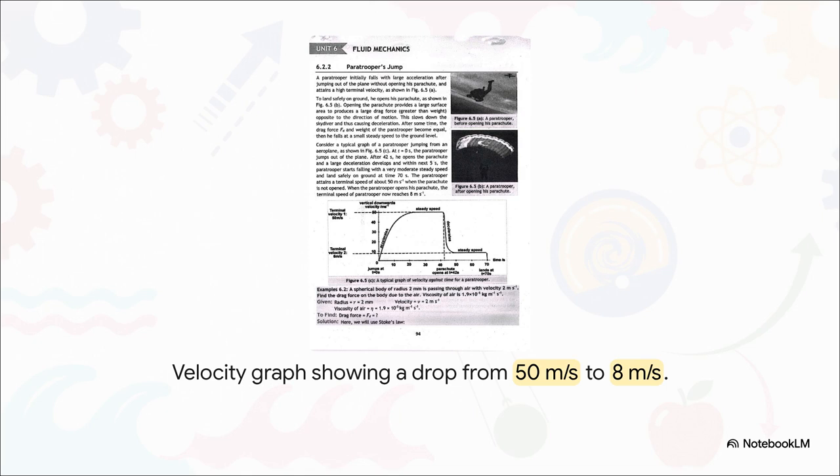Mapping this out visually, you can actually see the paratrooper accelerating to a pretty deadly terminal velocity of 50 meters per second. But right there, at 42 seconds, the parachute opens. The sudden spike in surface area creates massive drag, and it instantly drops that velocity down to a safe, super manageable 8 meters per second so they can have a smooth landing.